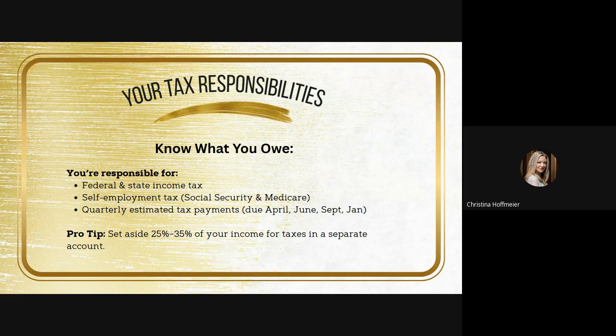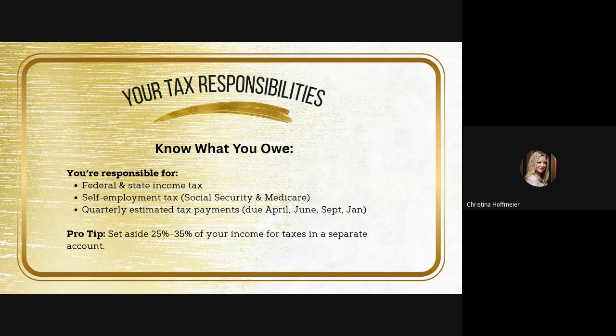All right. So your tax responsibilities, know what you owe. What are you responsible for? You're responsible for federal and state income taxes, self-employment tax, which includes Social Security and Medicare, and you are required to pay quarterly estimated tax payments. Okay. And those are due April, June, September, and January. Okay, so quarterly estimated tax payments.